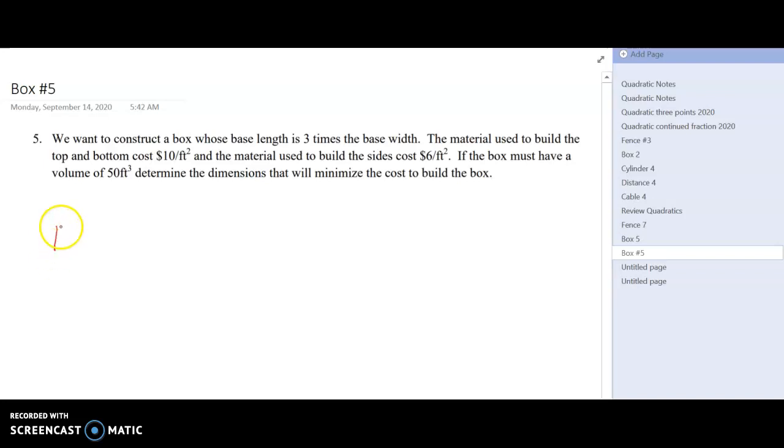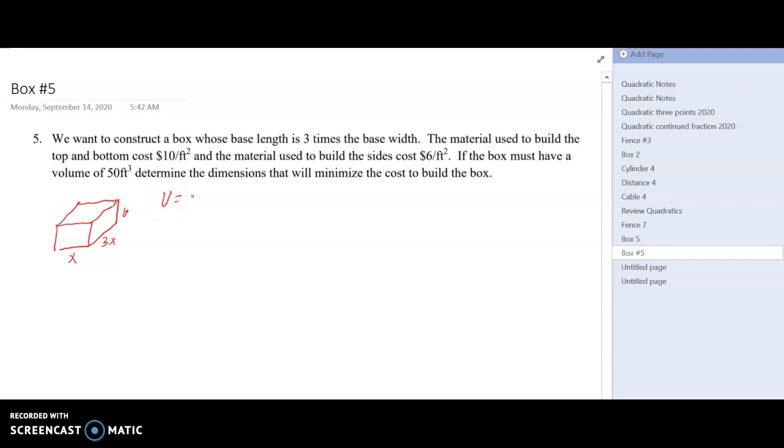We're going to take a look at box problem number 5. So I'm going to sketch a box here. It may not be drawn to scale. And in this particular box problem, it says the base is 3 times the width. So I'll call this side here x, and the other side 3x. And then I'll call the height y.